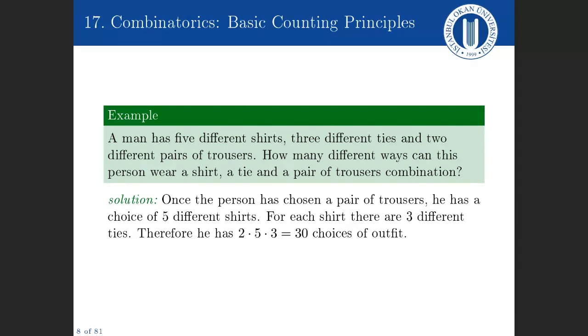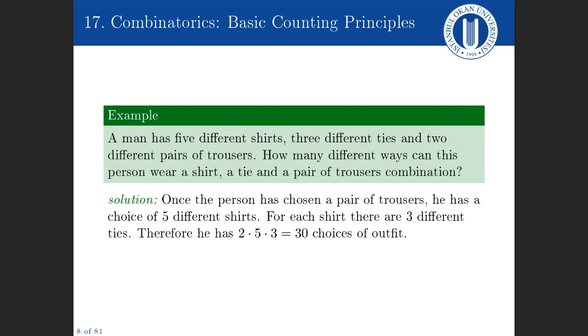Let's suppose a man has 5 different shirts, 3 different ties, and 2 different pairs of trousers. In how many different ways can this person wear a shirt, a tie, and a pair of trousers? So, 2 different trousers. So he's choosing the trousers first, and then he's going to choose one of his 5 shirts. And then after he's chosen a shirt, he has 3 different ties to choose.